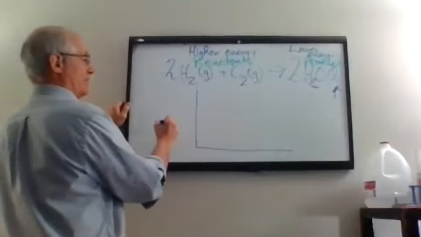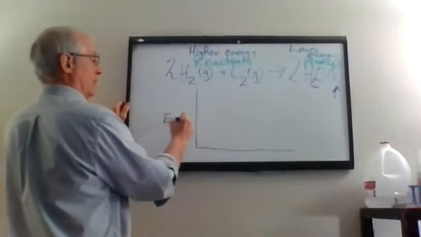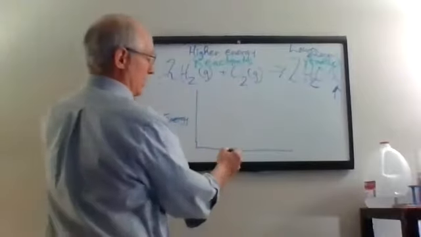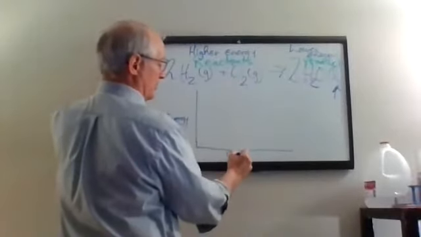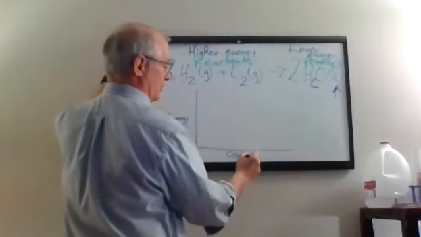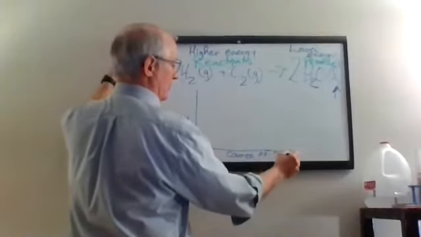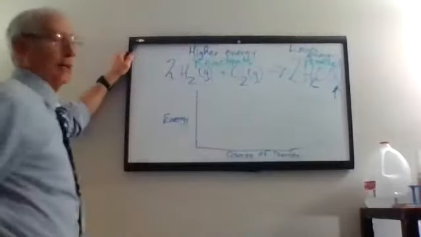The y-axis is energy, and it gets greater as you go up. And the x-axis is the course of the reaction as the reaction progresses.